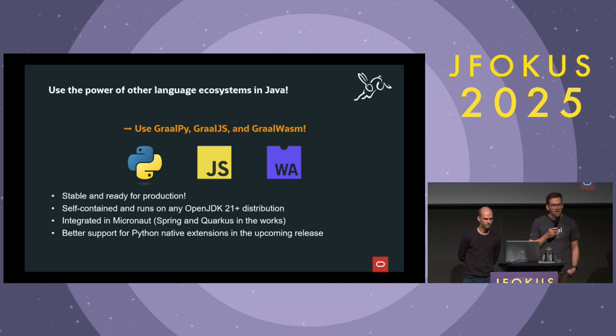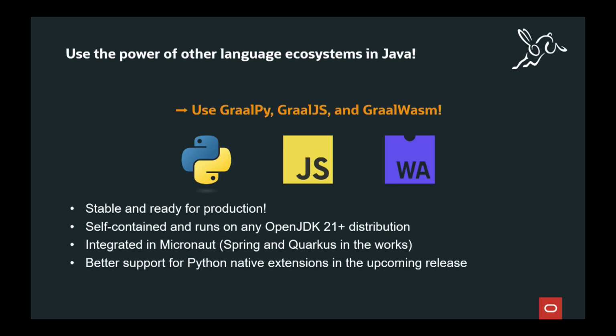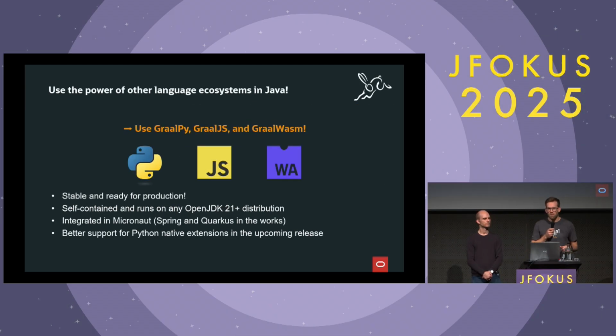But to summarize, we want to allow you to take advantage of other language ecosystems, for example, Python, JavaScript, and languages compiled to WebAssembly. And for that, you can use GraalPy, GraalJS, GraalWasm, and other languages that we provide. Since last year, all three languages are considered stable and ready for production. JavaScript has been for quite some time, but Python and WebAssembly, we added those last year. They're self-contained. They run on OpenJDK 21+. They run best on GraalVM.